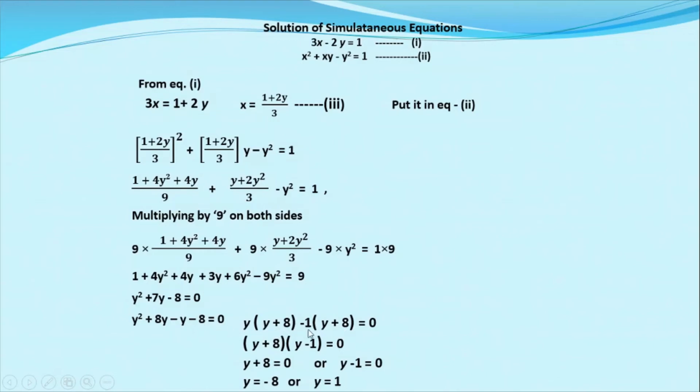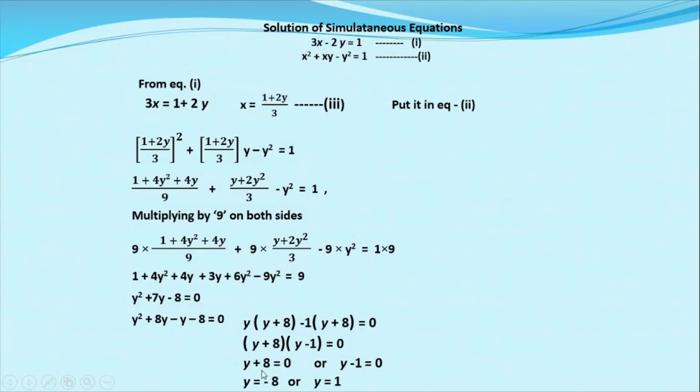Now y plus 8 is common in both of these terms, so we take it common. Here will be y, here will be minus 1, equal to 0. These two factors are being multiplied with each other and the answer is 0. In mathematics, if two factors are multiplied and the answer is 0, one of them must definitely be 0. Either y plus 8 is 0, or y minus 1 is 0. So one by one we put it equal to 0.